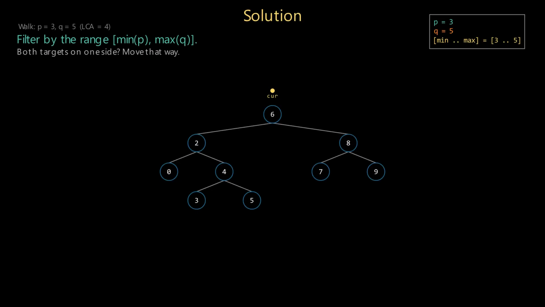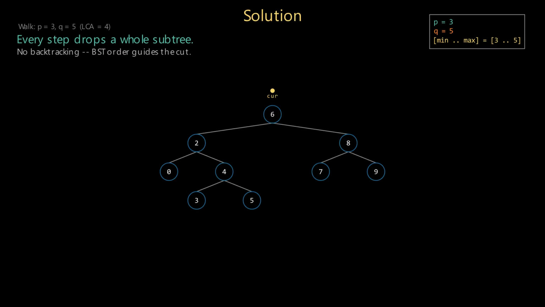We start at the root. Fix the interval from min of P and Q to max of P and Q, here 3 to 5. At each step ask, is the whole interval strictly to the left of the current value, strictly to the right, or does the current value sit inside? If both targets lie entirely on one side, the lowest common ancestor must live in that subtree, so we step there.